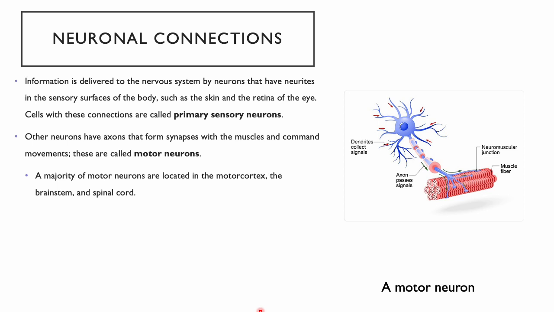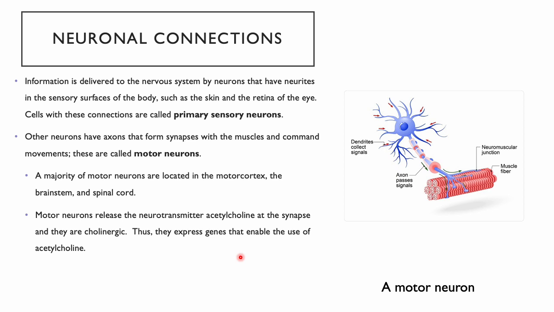And so a majority of motor neurons are located in the motor cortex, in the brainstem, and in the spinal cord. And if you remember, it's the ventral roots in the spinal cord that are helping command muscle movements. Motor neurons actually release a neurotransmitter known as acetylcholine. And so acetylcholine was actually the first neurotransmitter ever discovered, and cells that release acetylcholine are known as cholinergic cells, meaning that they express the genes to enable the use of the neurotransmitter acetylcholine. This is really important at the neuromuscular junction, and when we get to neurotransmitter systems, we'll talk more about acetylcholine.